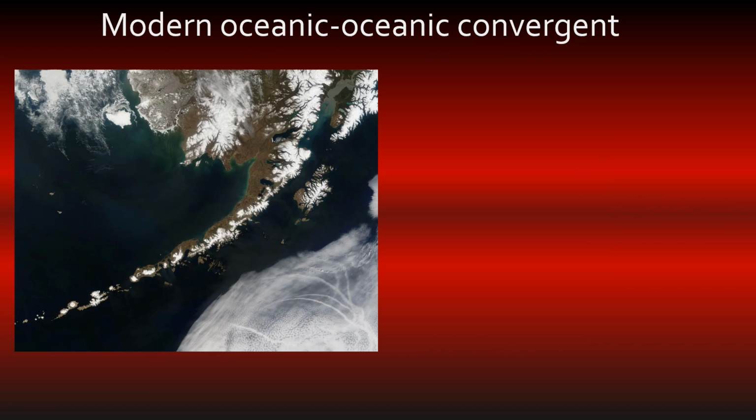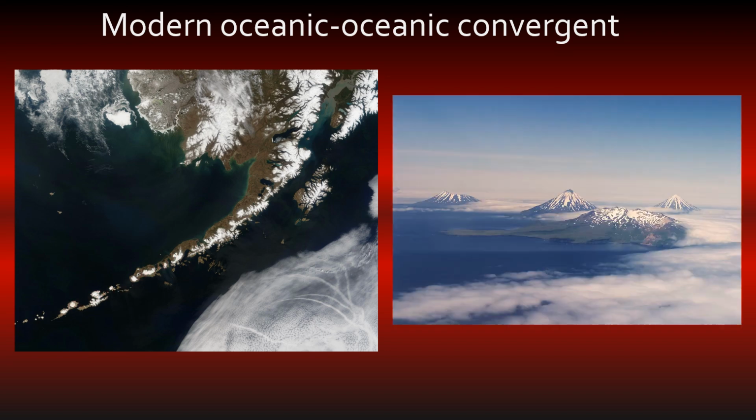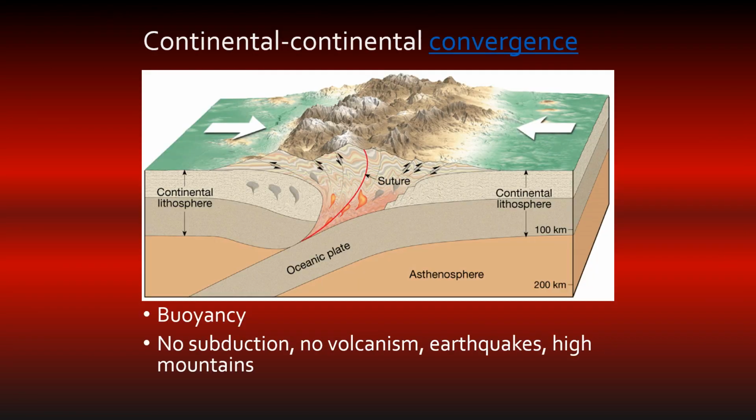Modern day oceanic convergence, or OO convergence, again, like I said, the Aleutian Islands. This is on the bottom of Alaska there, where the Pacific plate is subducting under this portion of the North American plate, producing these volcanic islands here. And that's what they look like. And they just look like an island made up entirely of a volcano or a number of volcanoes. And I've never been there. I'm sure it's pretty awesome.